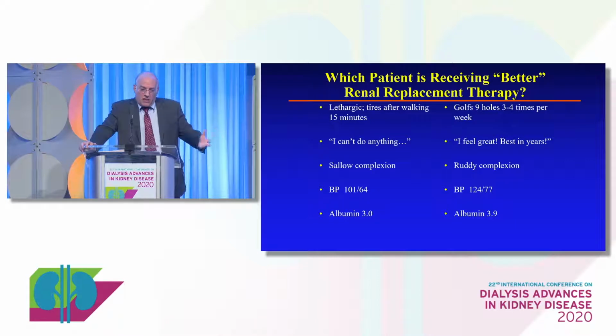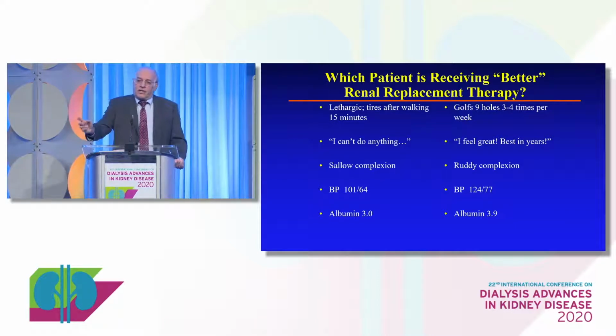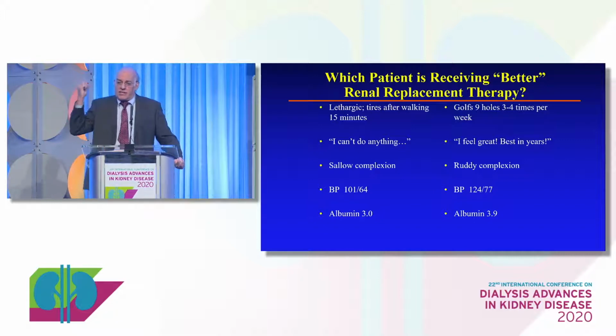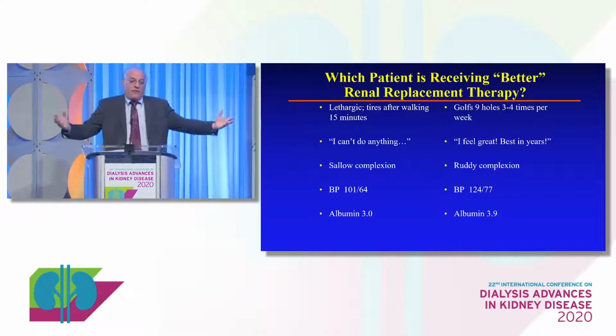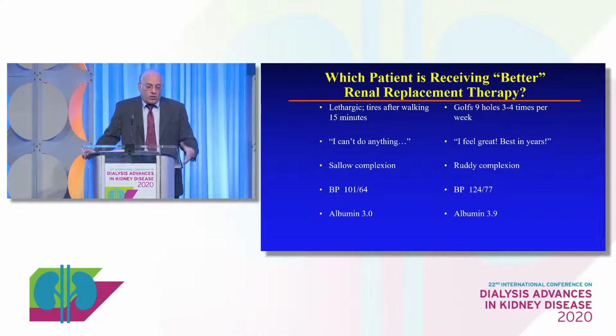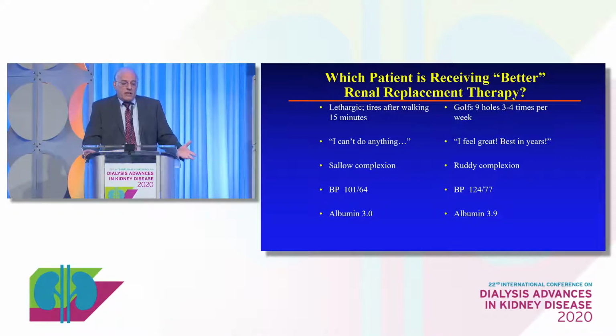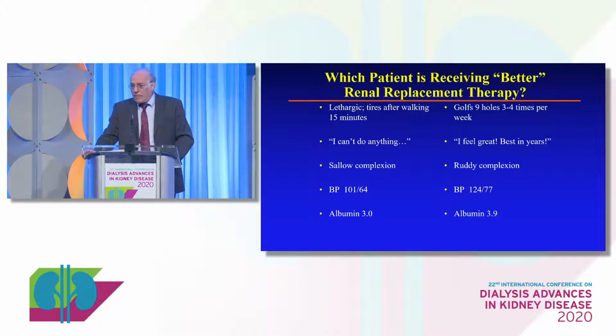And then I've got a patient who golfs 9 holes 3 to 4 times a week. He occasionally forgets to come to clinic because he's out on the golf course. And he says, oh, I forgot that I'm supposed to see you. I feel great, best that I have in years. He looks great. He's got a good blood pressure. His albumin is 3.9. So what are the Kt/V ureas going to look like?